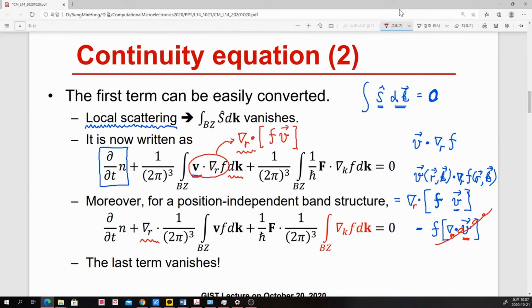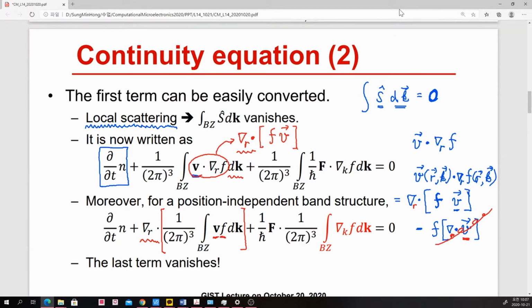and now we can just perform the integration of a quantity, velocity multiplied by distribution function. That is one thing. So from this equation to this equation, we have to introduce position-independent band structure. That is one thing. And we have another thing to be covered in this lecture.